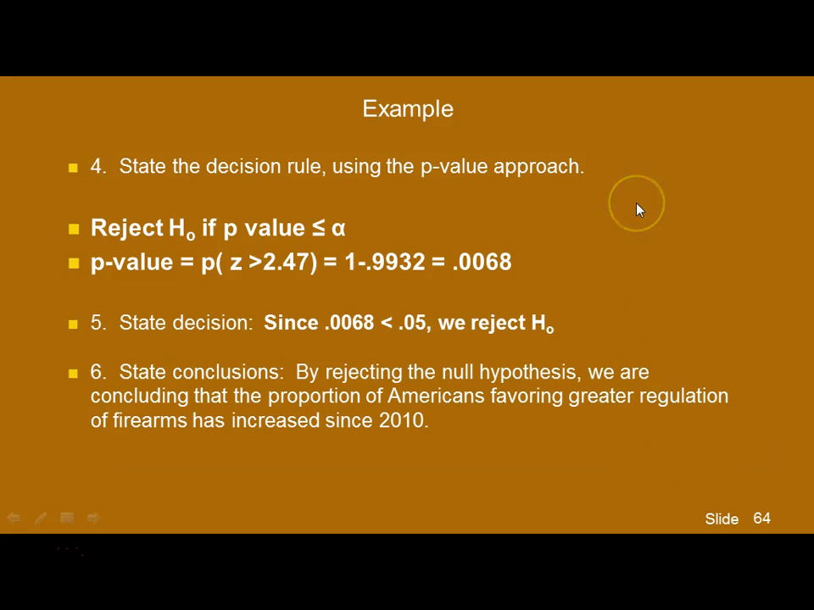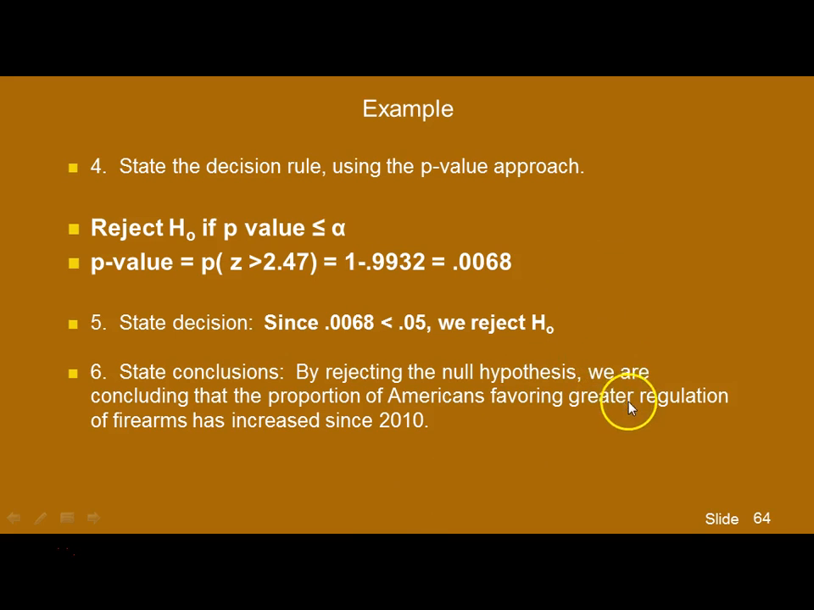If you want to use the p-value approach, remember our decision rule is always to reject the null if the p-value is less than alpha. Now we have to calculate the p-value. Since it's a right-tailed test and our calculated z was 2.47, we want to find the area above 2.47 on the standard normal distribution. Using a table or a calculator, you should get that to be about 0.0068. Again, you might get a slightly different answer there depending on how you rounded the 2.47 and whether you're using a calculator or a table.